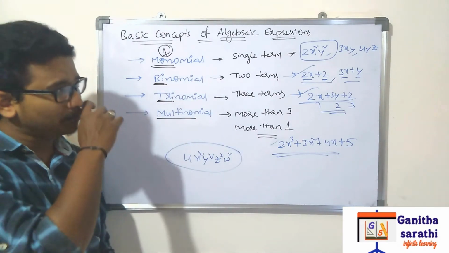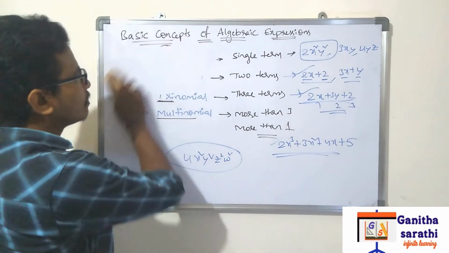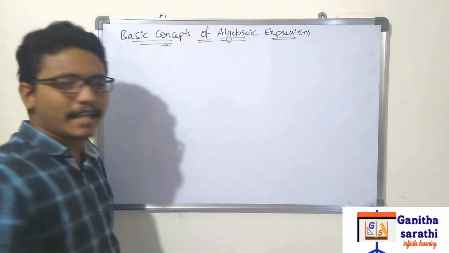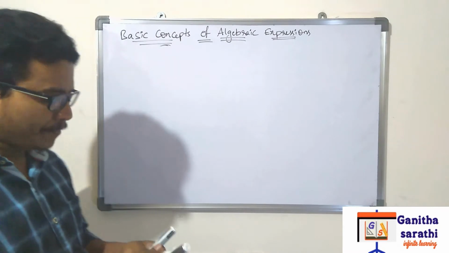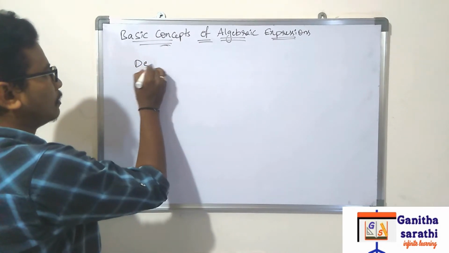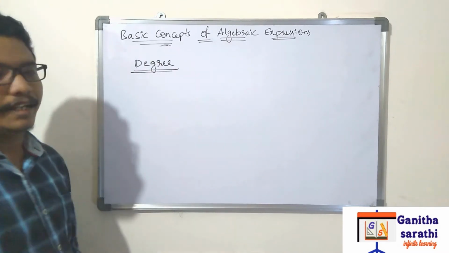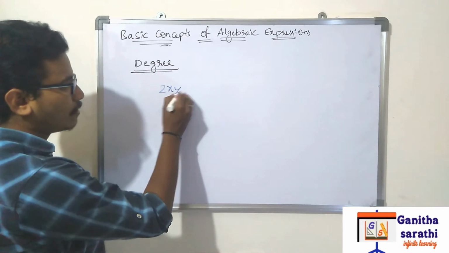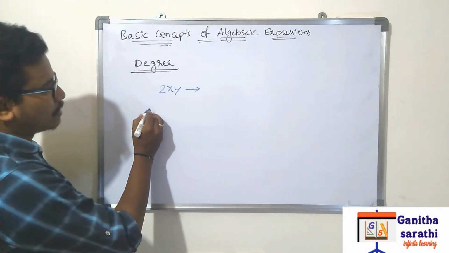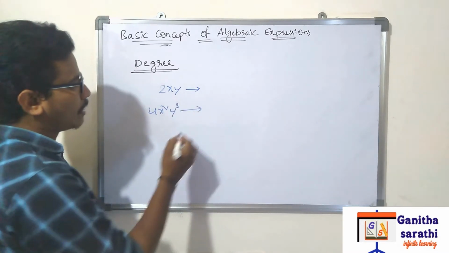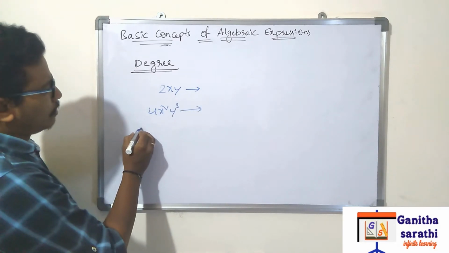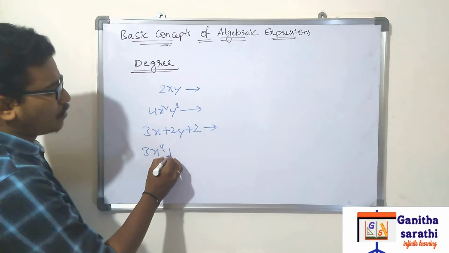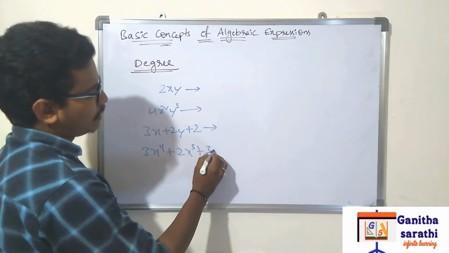Okay, understood. Now the main important part is the degree of an algebraic expression, or degree of a polynomial also. The same concept you will use in polynomials also. How will we find the degree? So I am writing some expressions, for example 2xy. We will see one by one. Next, 4x square y cube. Next, 3x plus 2y plus 2. Next, 3x power 4 plus 2x cube plus 3.